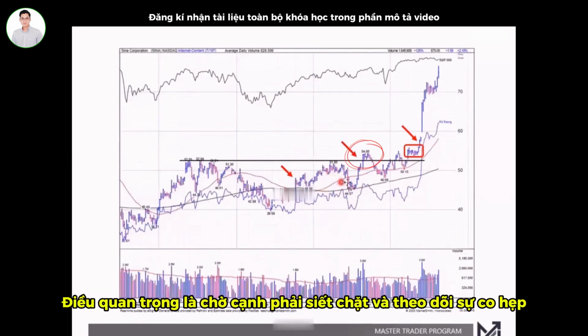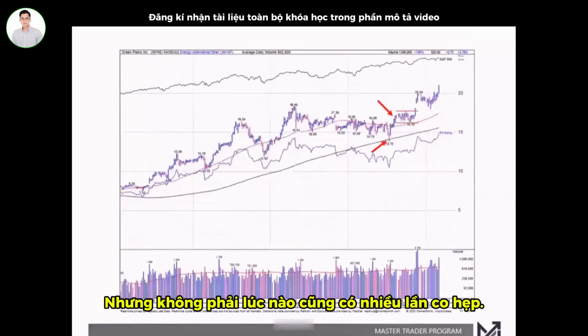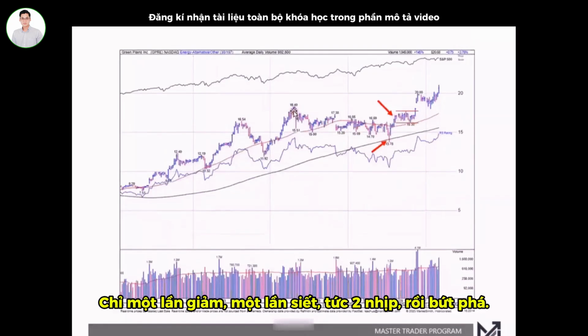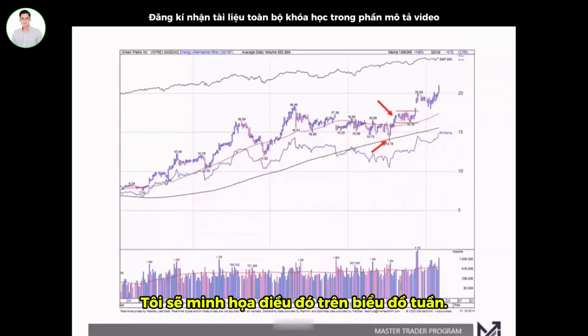And the key is that you really want to wait for that tightness on the right side and go through those iterations of tightening. Now, in this particular case right here, this would be one decline, and then you move up and you tighten up right away. This would just be a 2. So sometimes you can get just one decline, one contraction, and that would be a 2T, like I said, or 2C. And then you come out from there.